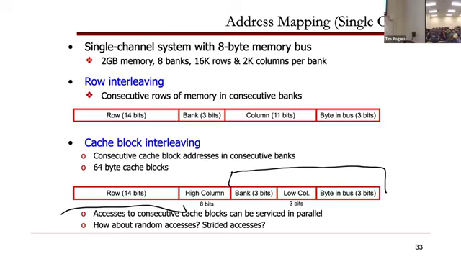So I'm going to put cache block 0 on row 0, and then cache block 8 is going to be on row 0, and then cache block 16 is going to be on row 0. And as soon as I run out of columns, I'm going to move to the next row. And then I'm going to do the same thing. That's how this will look.